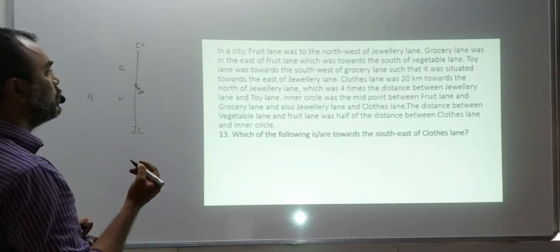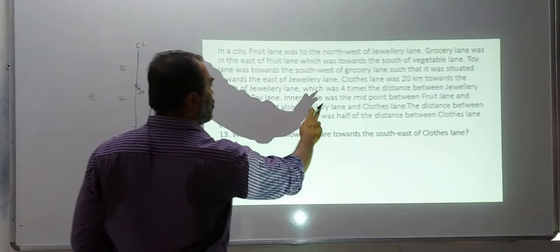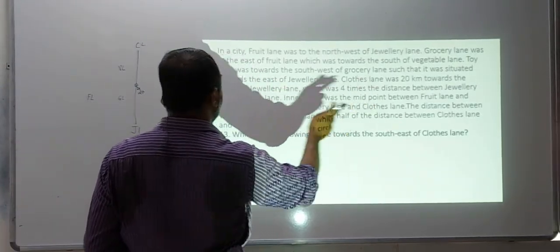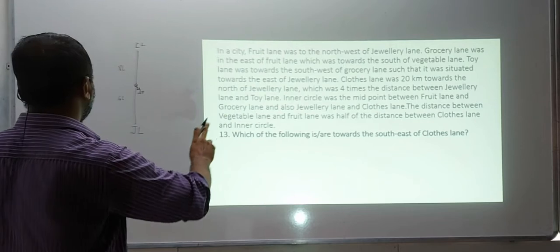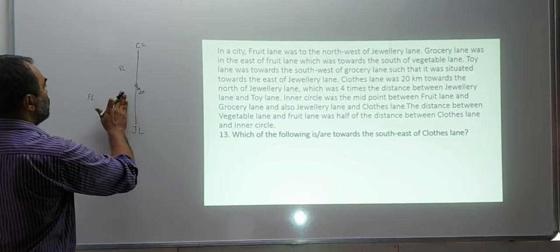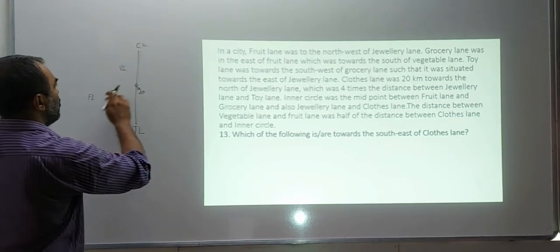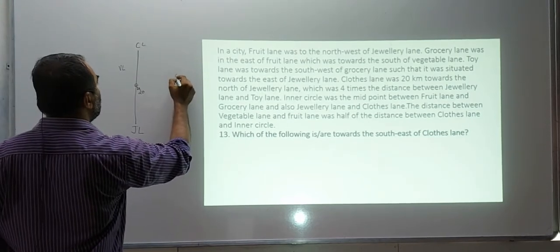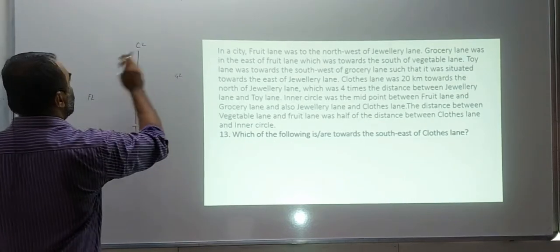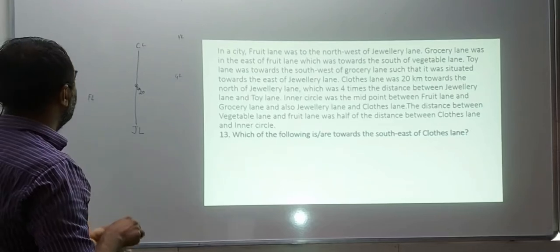Okay, now what is given to us? Something else was given here. Inner circle was the midpoint between Fruit Lane and Grocery Lane. So we have known that inner circle is the midpoint between the Fruit Lane and the Grocery Lane, means Grocery Lane should be on the other side. So Vegetable Lane should be to the north. I get something of this kind now.